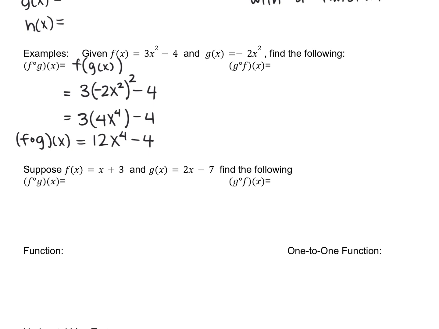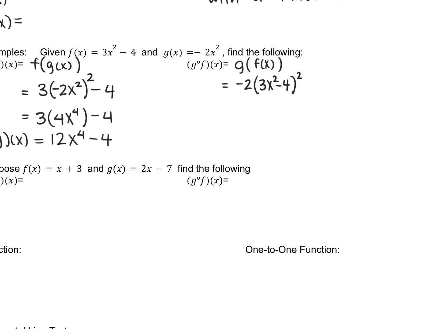For g of f of x, another way you can see it is g and then parentheses your f of x. So now I'm going to go through my equation g, and everywhere I see an x, I'm going to replace it with my function f. So I have negative 2, then the x gets replaced with 3x squared minus 4, and then I have my squared. Now this is a little bit different from the previous example. I can't just square what is in my parentheses because of that subtraction sign. So 3x squared minus 4, squared, is 3x squared minus 4 times 3x squared minus 4. And what I have to do here is distribute.